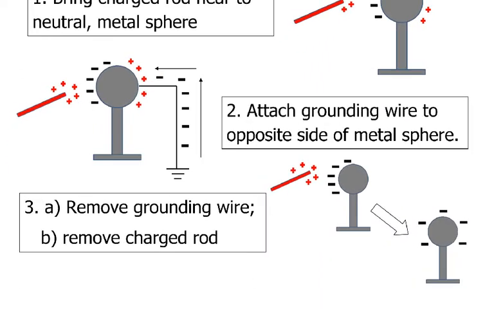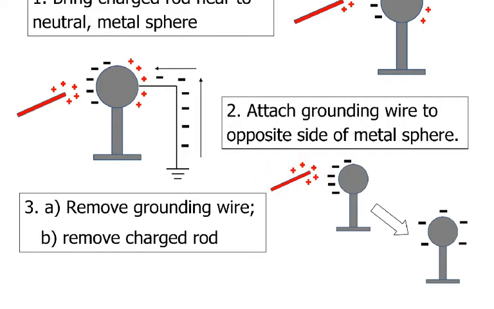So if we then remove the grounding wire in this image, this side is still neutral. All right, so we remove that grounding wire, this side is neutral, you still have these extra minuses on this side. And then we remove the rod, those extra minuses now spread out over the surface of the sphere, and we've now caused this to be charged negatively. All right, all without ever touching this rod to it.